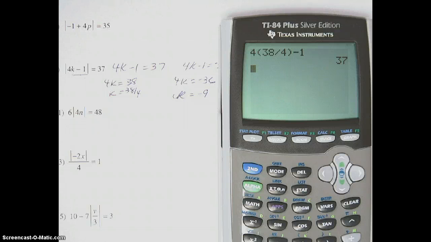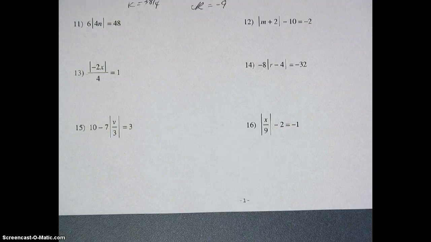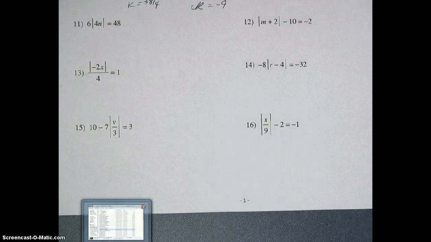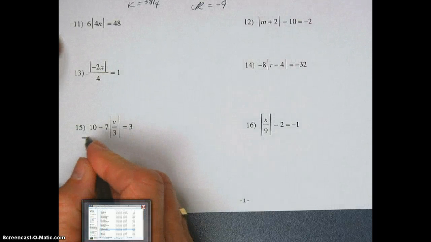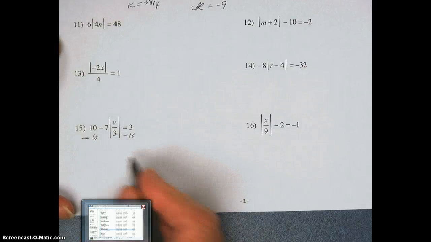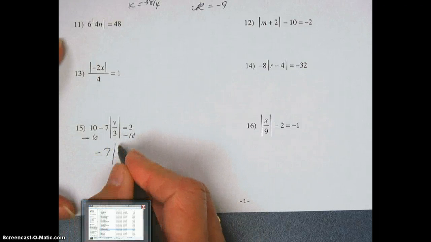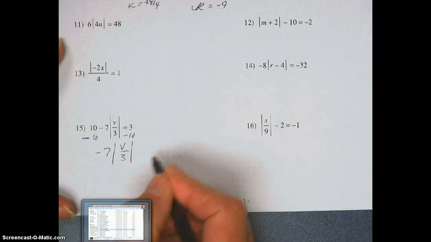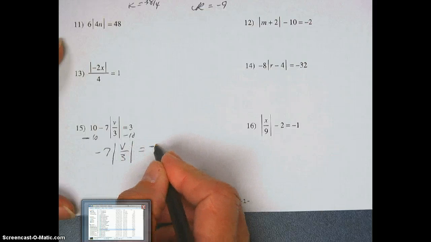Look at the rest of the examples. They're a little bit tougher, so I'll jump down to number 15. So looking at number 15, you can kind of see we have an absolute value, but we've got some extra things not in the absolute value. So let's take care of those first. So I'm going to subtract 10 from both sides. So I'll get a minus 7 absolute value of V over 3 equals a negative 7.